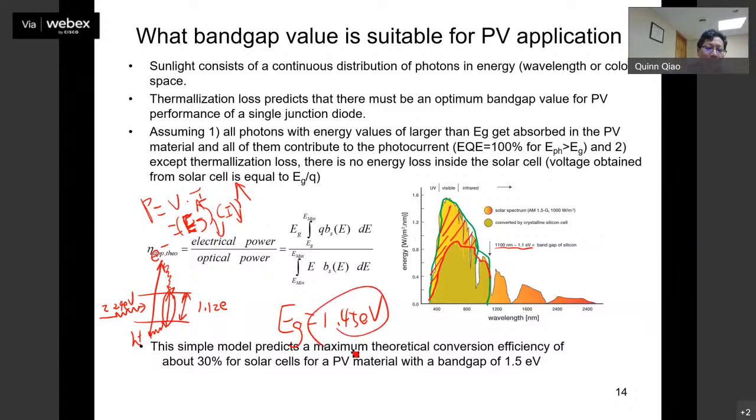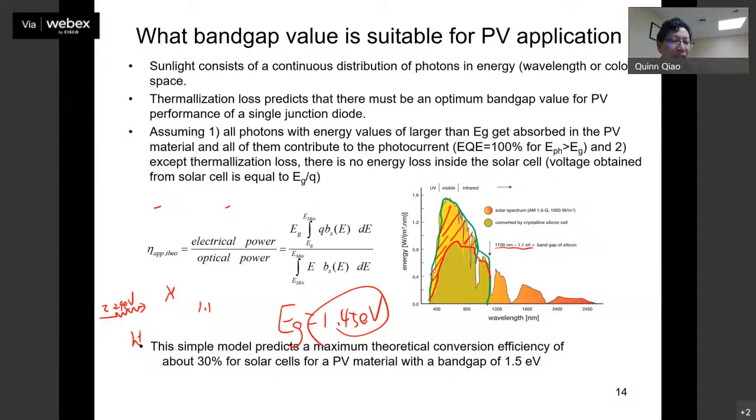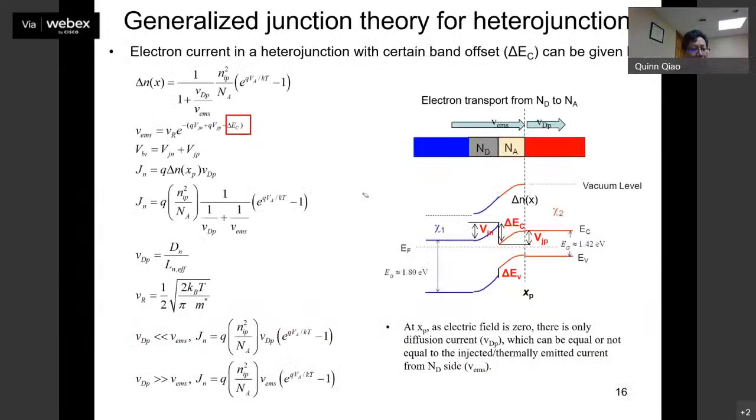You can do the simulation here. No matter how big your photon energy, when your photon has energy higher than the band gap, you can only convert the band gap energy, and then multiply by how many photons you have. But the efficiency is divided by the total photon energy. That's why this E is inside the integration, and here the E is outside the integration. If you use this, you'll be able to find out that 1.45 is the highest.